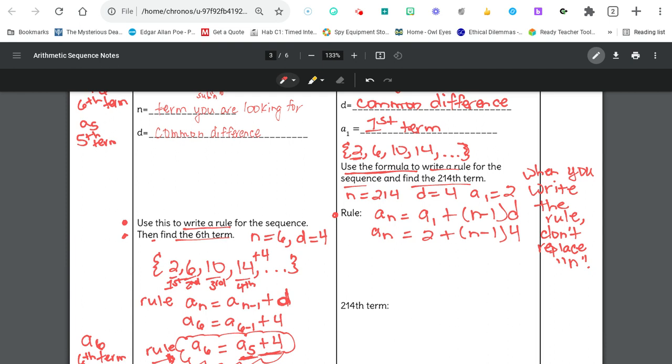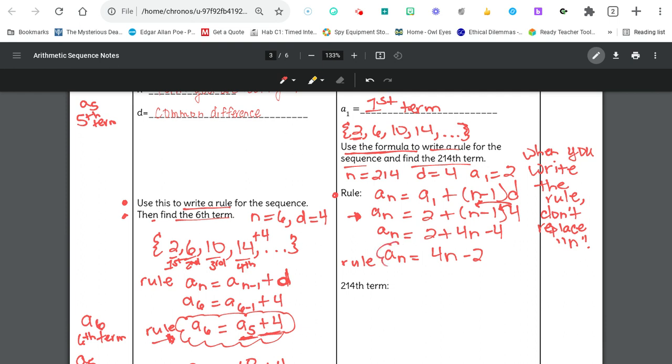When you write the rule, don't change n, because a rule is an equation. To have an equation, we need a variable. My variable that I'm going to leave is n. So you've got a sub n equals 2 plus 4 times n minus 1. This is just using the distributive property backwards. 4 times n is 4n, and 4 times negative 1 is negative 4. Some people stop right here, but I simplify mine by combining like terms. So I ended with 4n minus 2 as my rule or my equation.